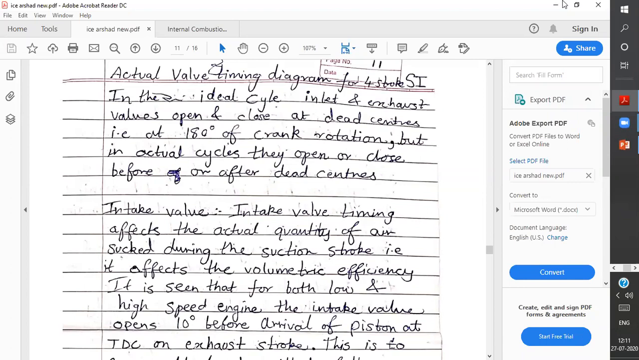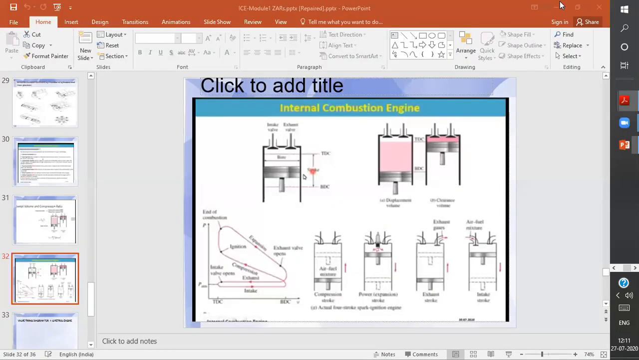At every 180 degrees of crank rotation, the inlet valves and exhaust valves are opening and closing. But in the actual cycle, it is not happening like that. When the piston is moving from BDC to TDC in this diagram, we assume exact TDC. After compression, the air-fuel mixture is compressed and the piston has moved to TDC. So we assume in the theoretical cycle that after compression, what will happen?